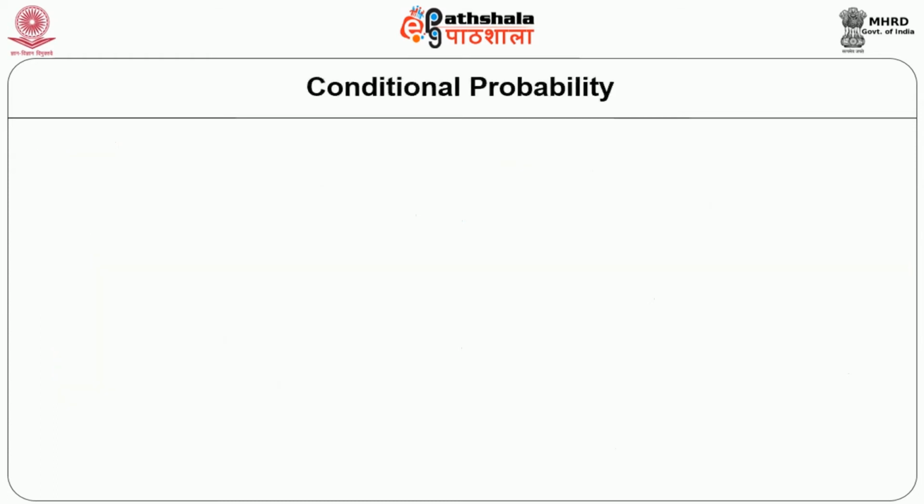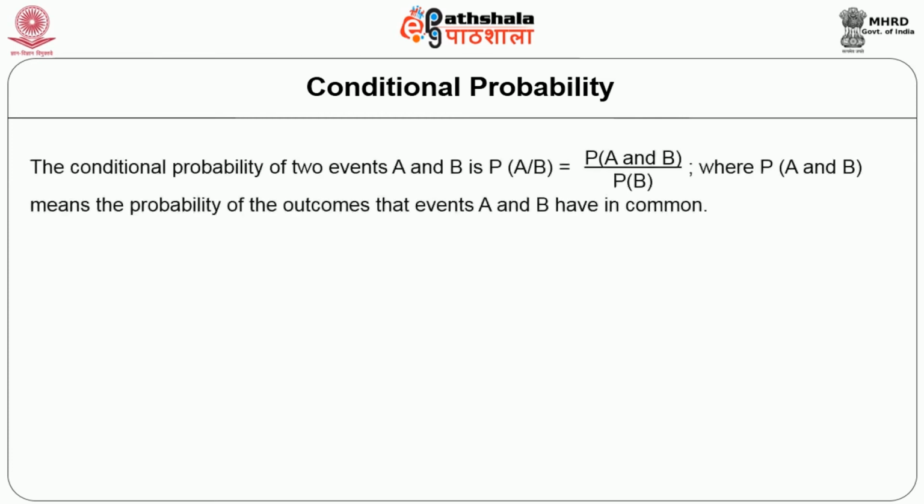Now let us have a look at conditional probability. What does conditional probability say? Take two events, A and B. The probability of A given B is equal to the probability of A intersect B divided by the probability of B, where the probability of A and B means the probability of the outcomes that events A and B have in common.